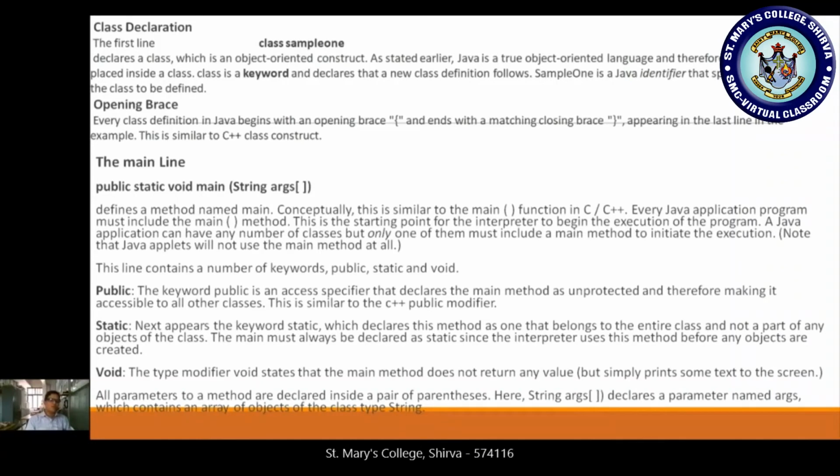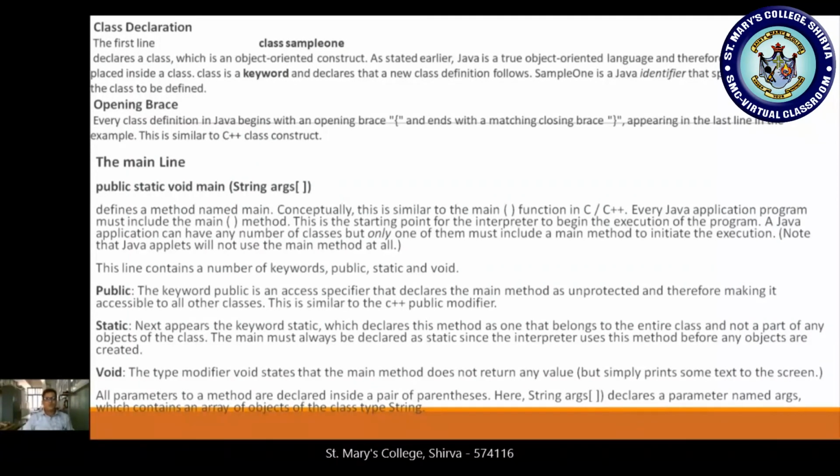This question has been asked in many previous question papers, so please go through it. This will be asked for 2, 4 and 6 marks questions, the structure of a Java program. So this is very important, and sometimes this will be asked for 2 marks. So, public static void main String args.